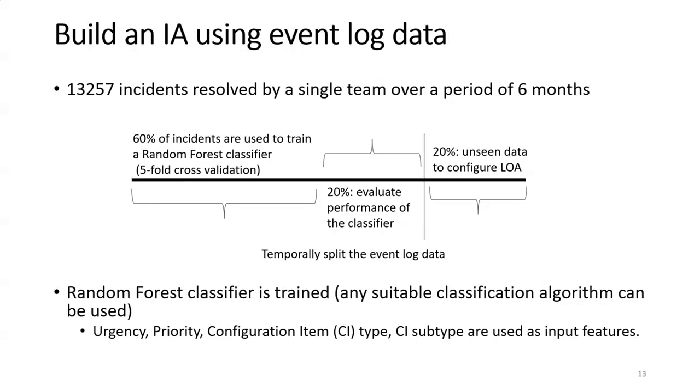For the classifier, we use a random forest classifier, but we could have used any classification algorithm. The objective is to see how we measure the performance or the resource characteristics and configure levels of automation. So the random forest classifier considers the 4 features which are available in the event log: the urgency, priority, the configuration item type, and the CAiSE subtype as input features. And the output prediction is a team that resolves the incident.